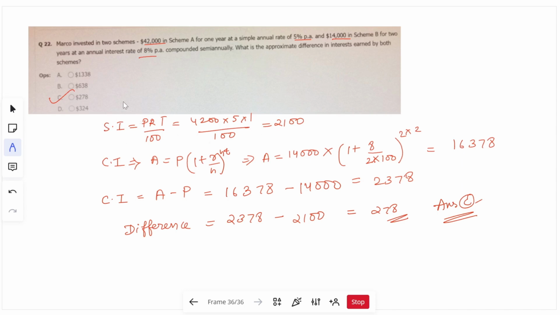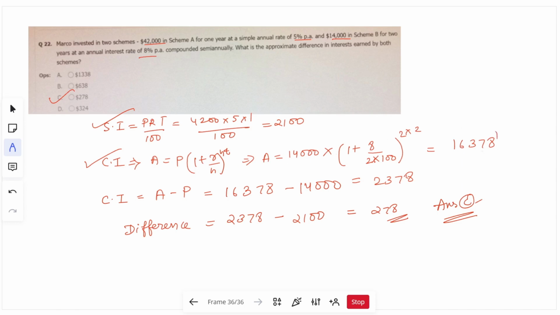First of all, it is told that the first investment he is doing is at a simple interest rate, and then the second investment he is doing at a compound interest. So we have the formulas for simple interest and compound interest. You will substitute the values that are given to you in the question. Principal is given to us, 42,000, and then rate is 5%, and then time is 1 year. Okay, so then over 100, which equals 2100.